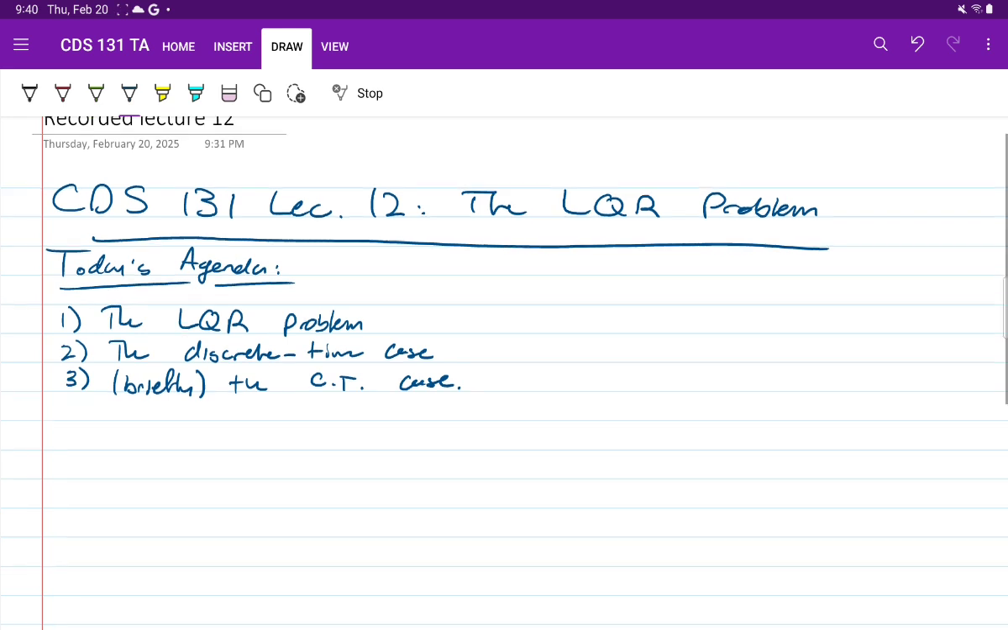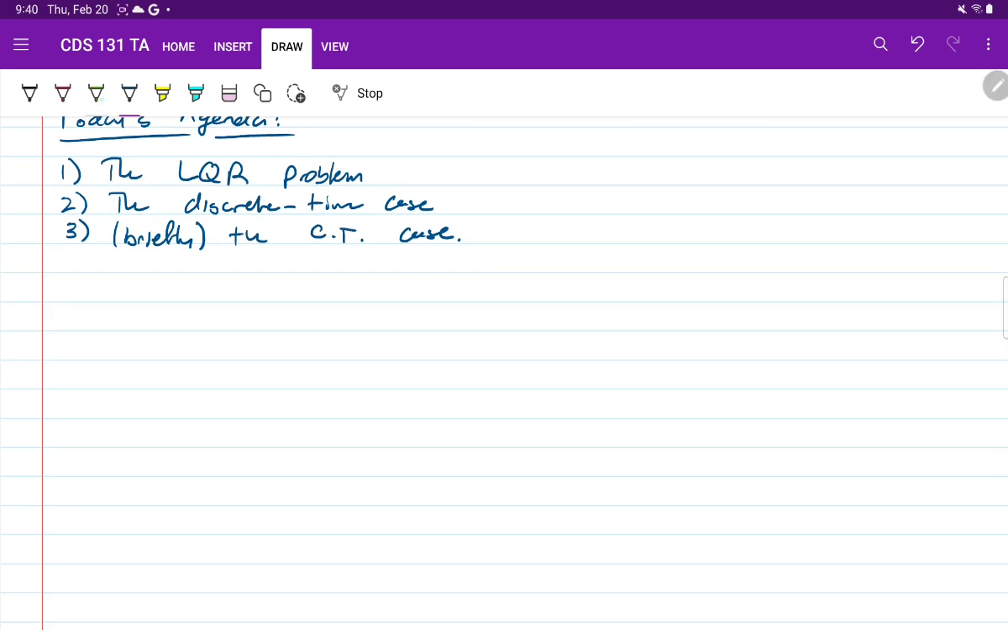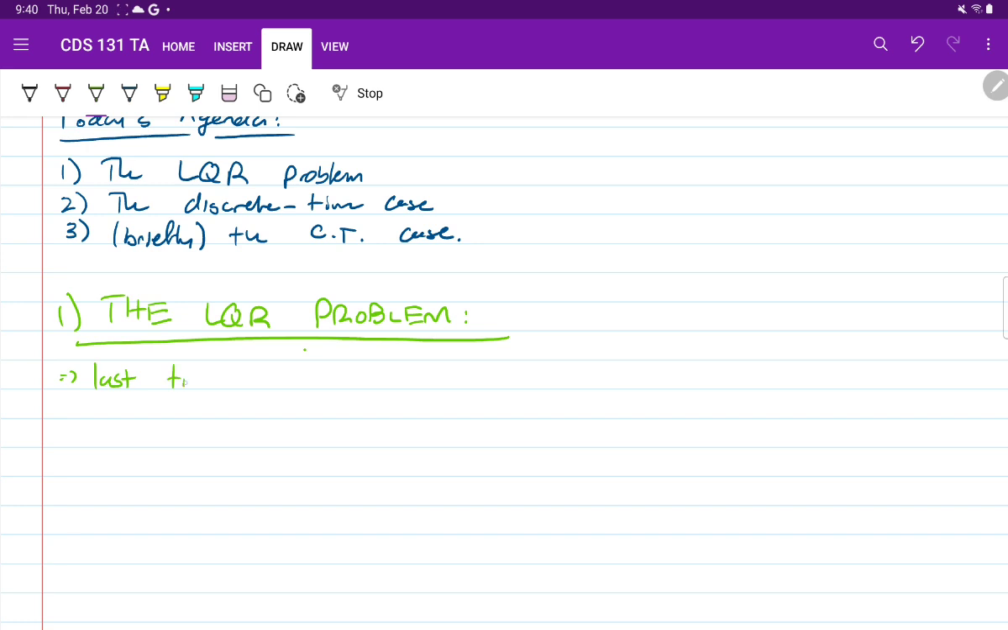Okay, let's get started. So I want to begin by talking about the general setup for the LQR problem. So what is the LQR problem? Well, first I want to motivate this problem by discussing these optimal control problems which we introduced last time. So what did we do last time? Well, we introduced a class of what we said were basic linear optimal control problems.